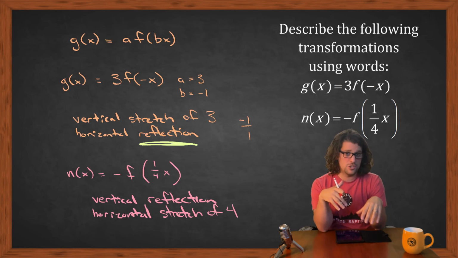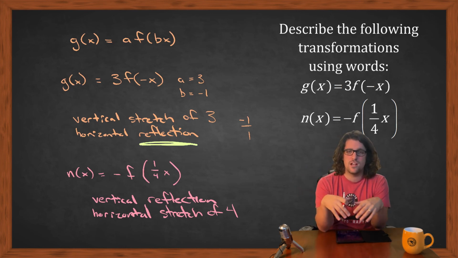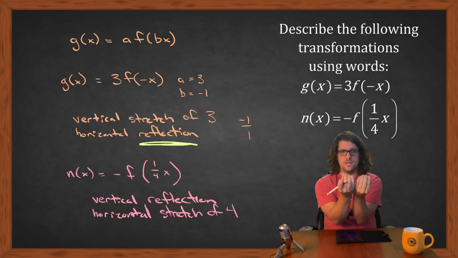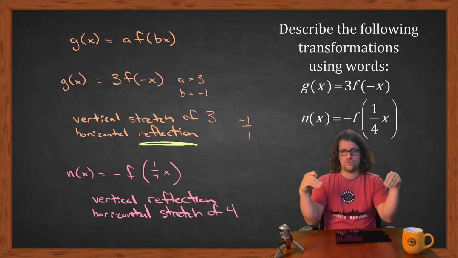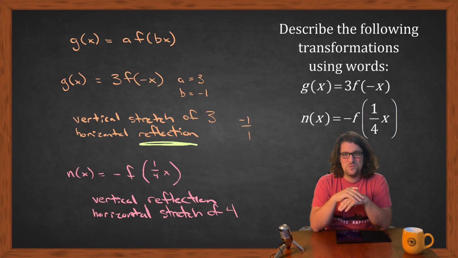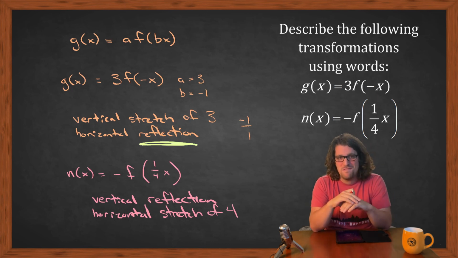So whatever the function used to be, and this is just a general function, we don't actually know the shape of it. It's just written algebraically, and I've never defined what f is. So whatever it used to be, it is now going to be basically 4 times stretched out this way. So that's these two examples. So we have our word descriptions for the 2 algebraic examples up above.